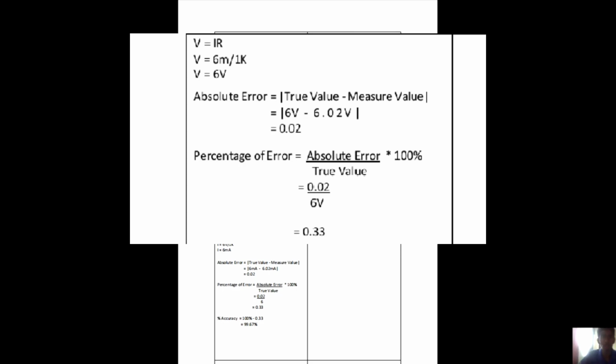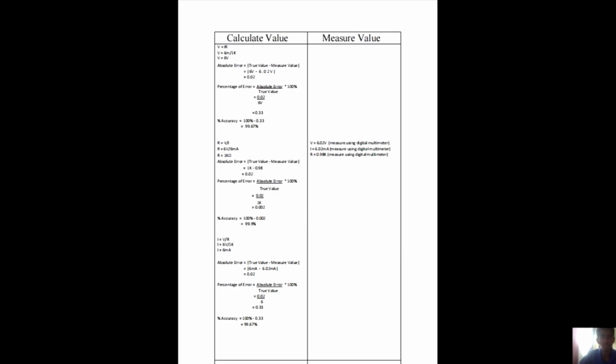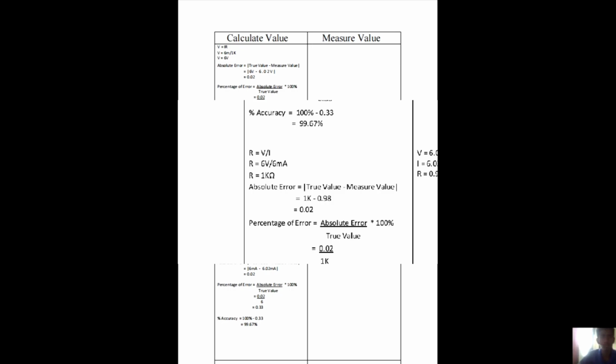We also calculate the absolute error, percentage of error, and percentage of accuracy. The formula of absolute error is true value minus measured value, so we get 0.02. The formula of percentage of error is absolute error divided by true value times 100%, so we get 0.33%. The formula of percentage of accuracy is 100% minus 0.33%, so we get 99.67%.